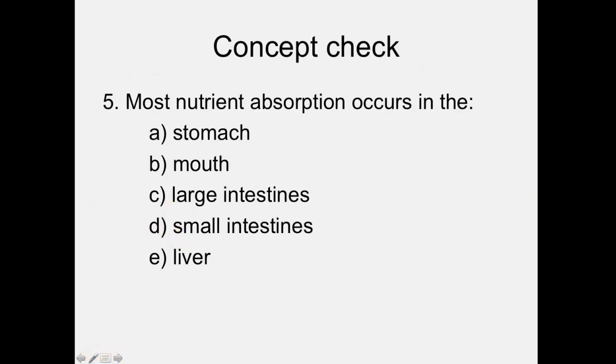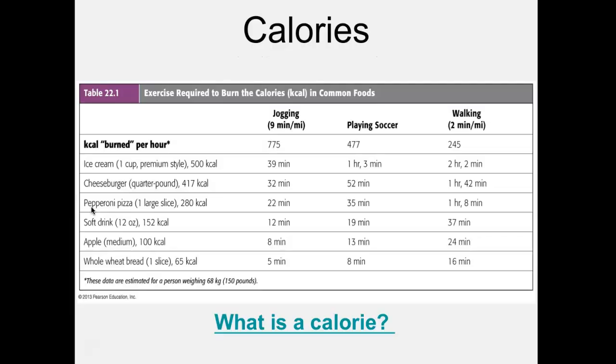Most nutrient absorption occurs where? So I'll give you the answer. It's letter D, the small intestine. All right, and then pause here. Let's pause this and start with part two in a second.